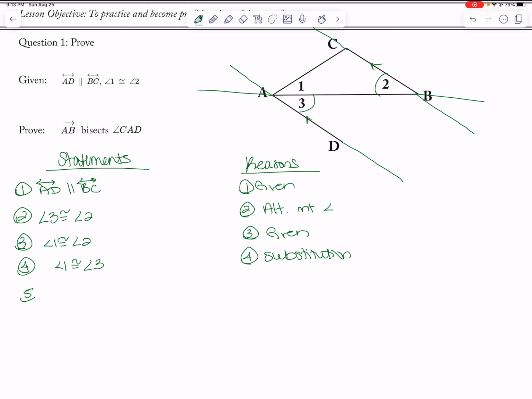And then AB bisects angle CAD. And that is the definition of an angle bisector.